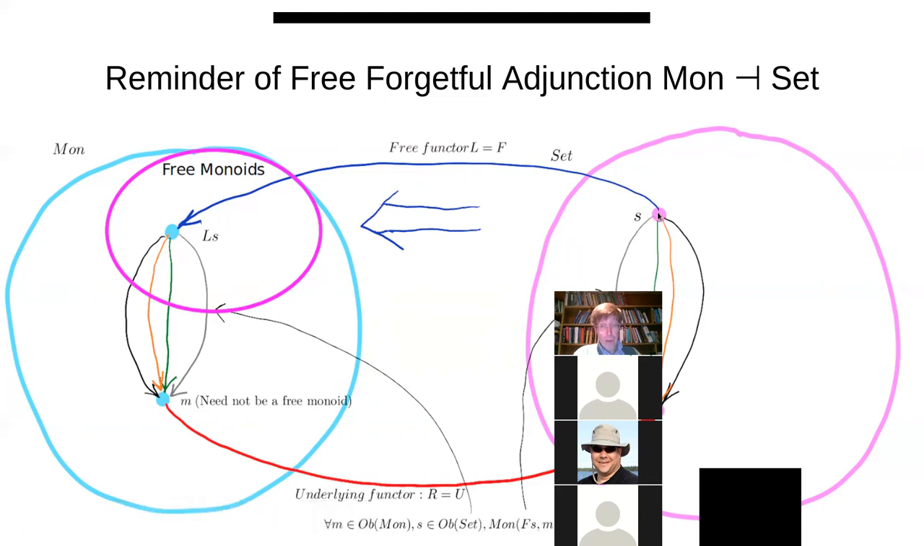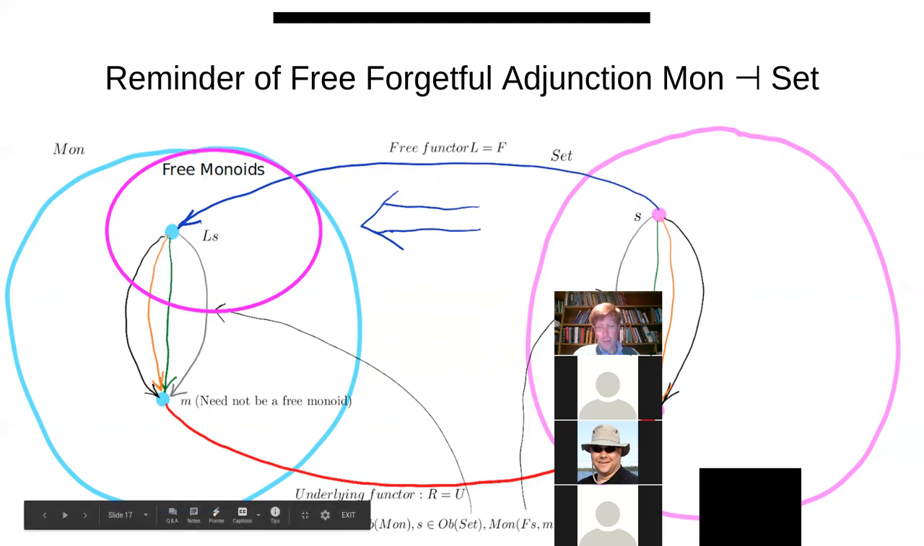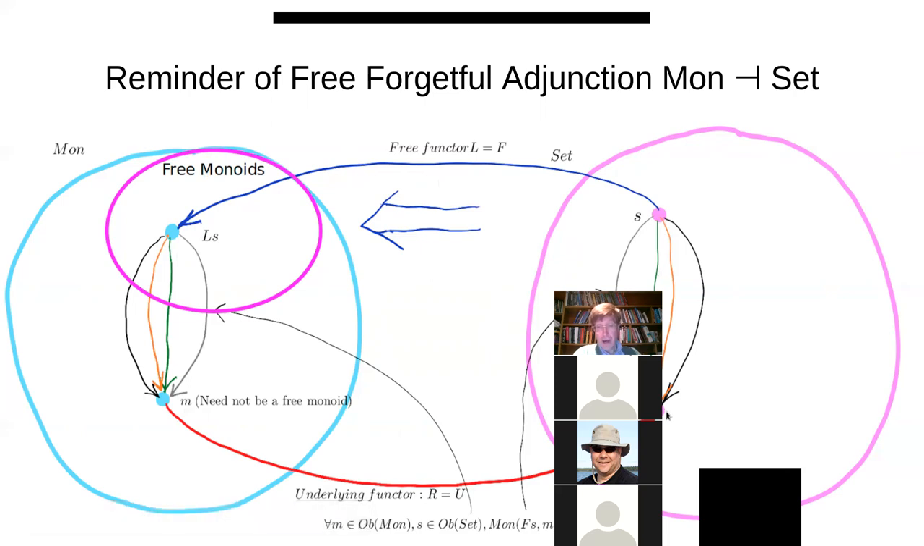Okay, so if we map S over to LS and we consider the monoid homomorphisms from that down to M, those have to be on a one-to-one basis, a bijection, an isomorphism, with the morphisms you get from mapping M over to set and going from S to M. Now here over in monoid, the things linking up LS, this mapping of S over, and the object M, the arbitrary monoid which we picked, those were homomorphisms.